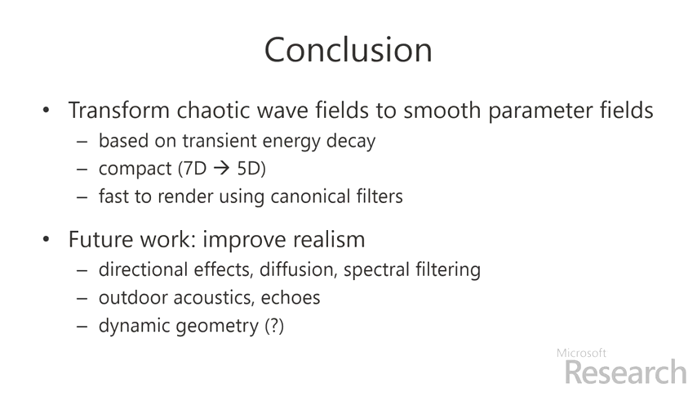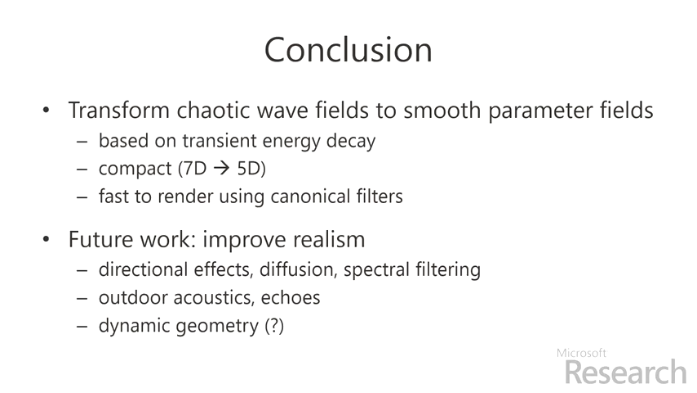So in conclusion, our main idea is to take transient 3D wave fields and convert them to perceptual parameter fields. There are two advantages from this. First, these fields are compact, they allow us to go from 7D to 5 dimensions, and secondly, they are very fast to render. In future work, we'd want to improve realism.